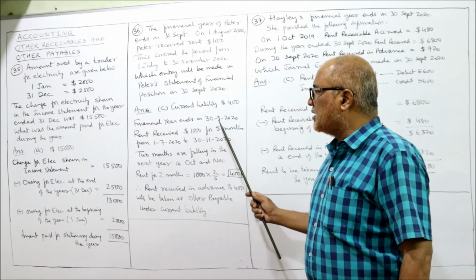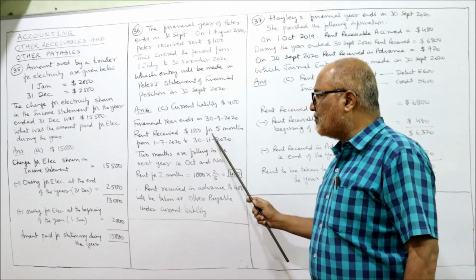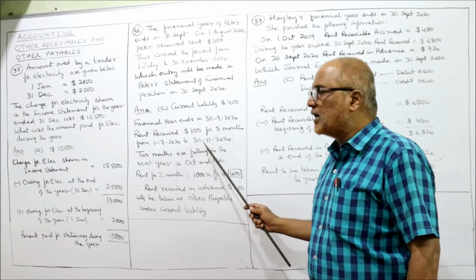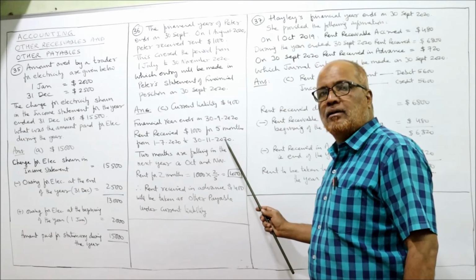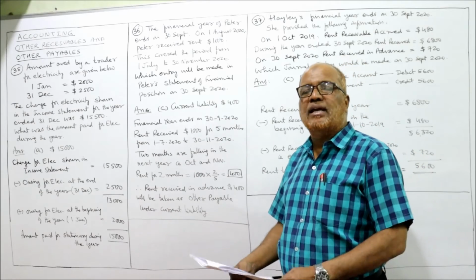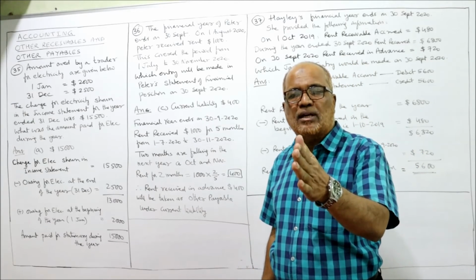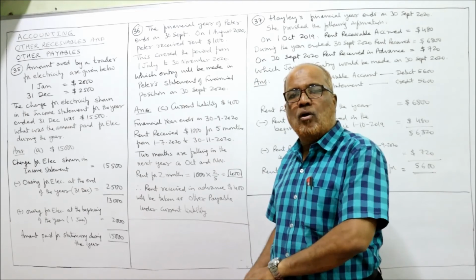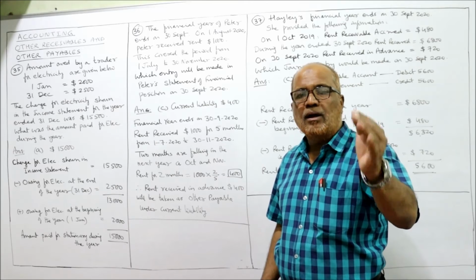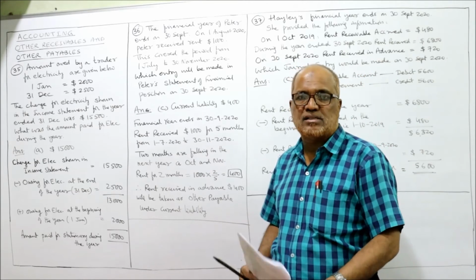Financial year ends on 30th September 2020. Rent received $1,000 for 5 months from 1st July 2020 to 30th November 2020. So 5 months rent is 1,000. So how many months are falling in the next year? 2 months, because we are closing the accounts on 30th September and we got the rent up to 30th November. So after September, October and November, 2 months rent we have received in advance.